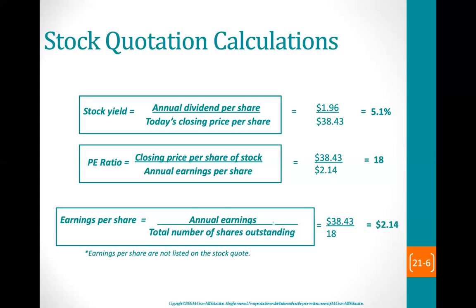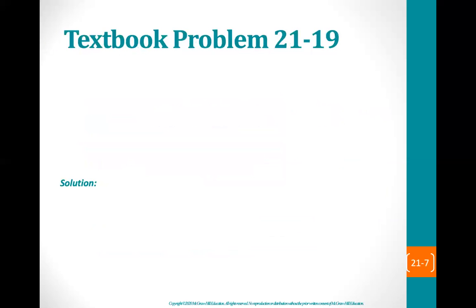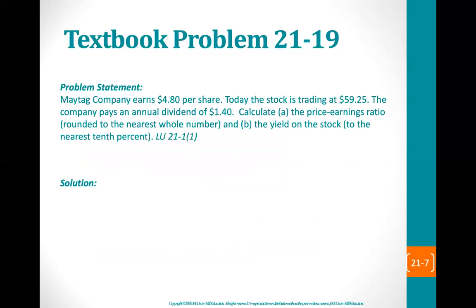If the PE ratio shows ... that means the company had no earnings. So here's an example. Maytag Company earns $4.80 per share. Today's stock is trading at $59.25. The company pays an annual dividend of $1.40. Calculate the price earnings ratio and the yield on the stock.